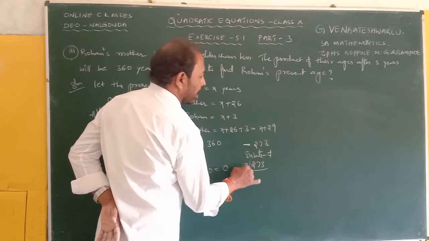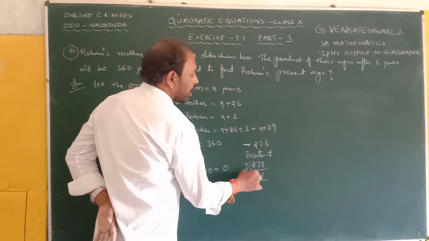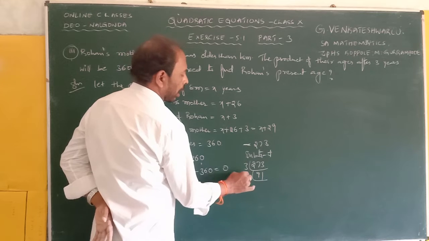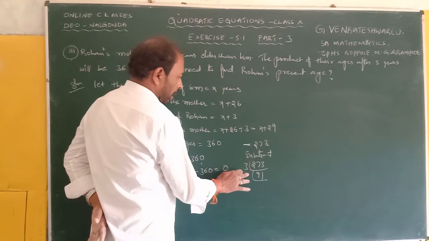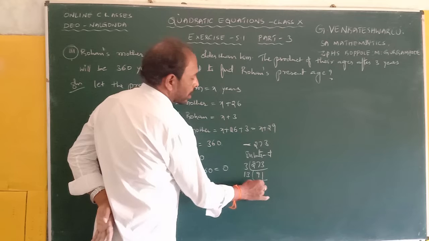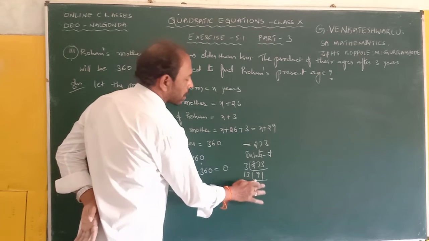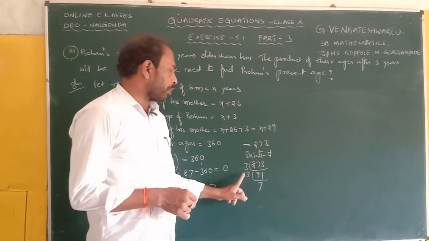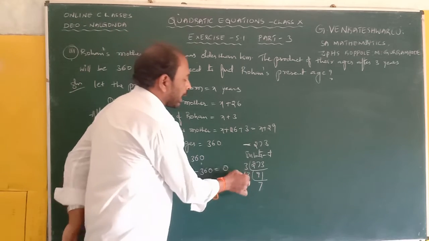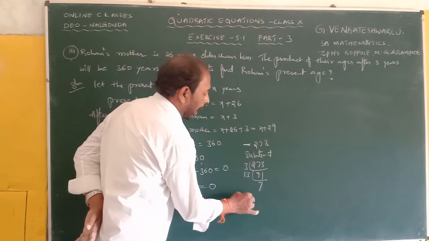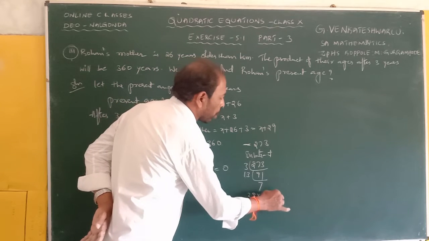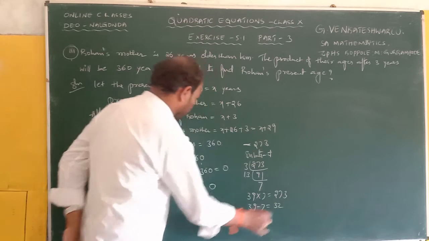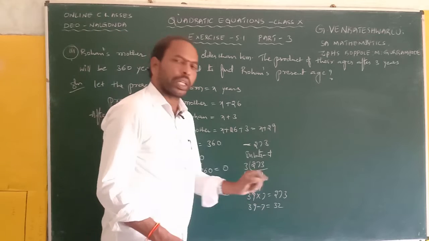Look here, 3 9s are 27, 3 1s are 3, and 13 7s are 91. 91 can be expressed as 13 into 7. 13 into 3, 13 3s are 39. 39 into 7 gives 273. And 39 minus 7 is equal to 32.